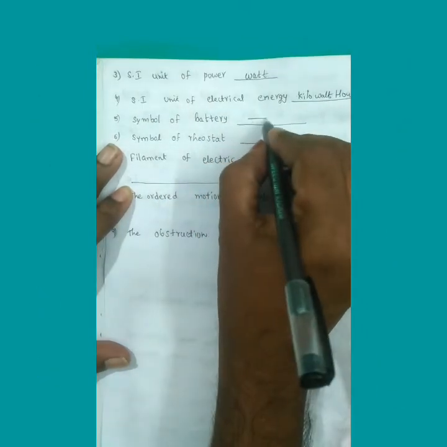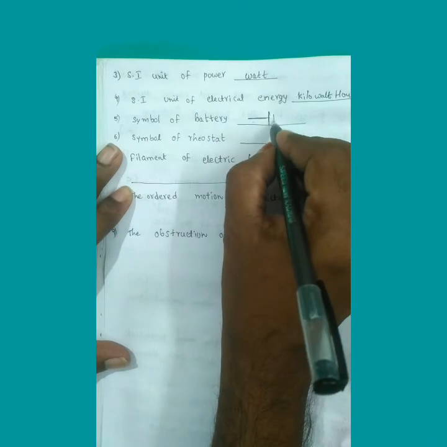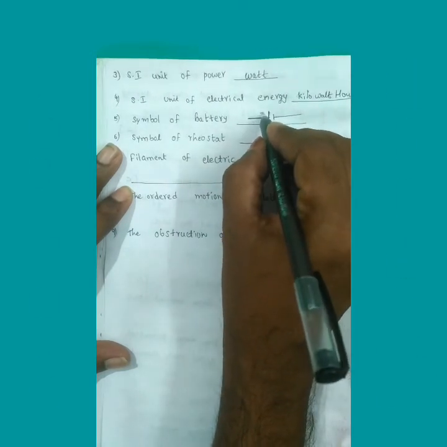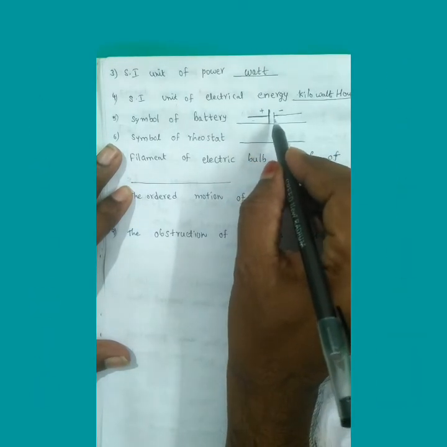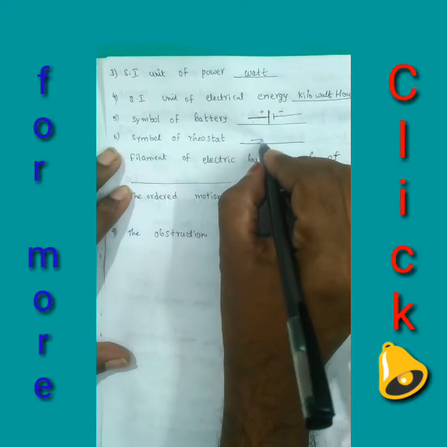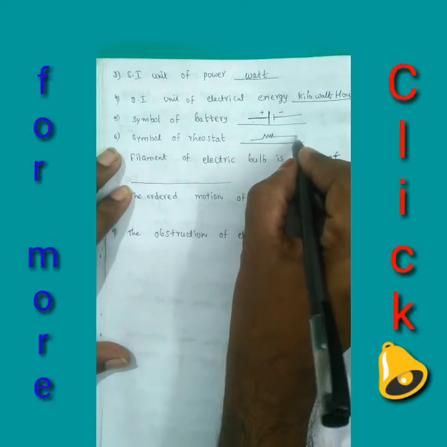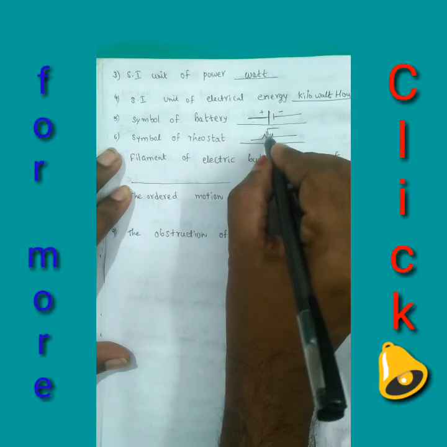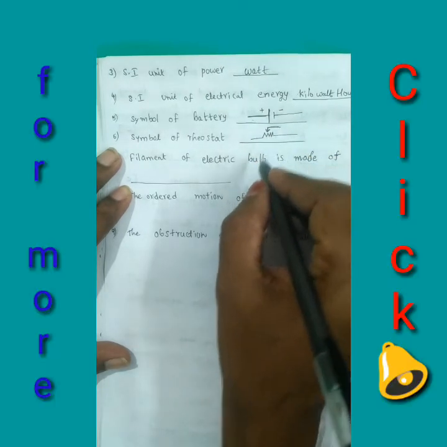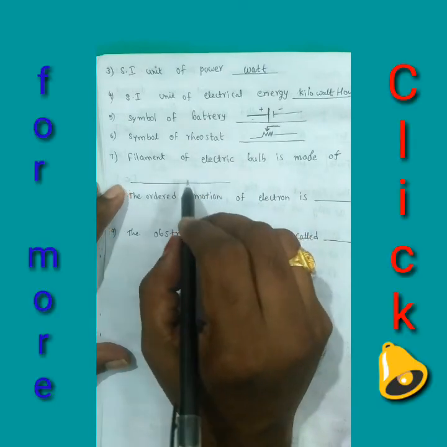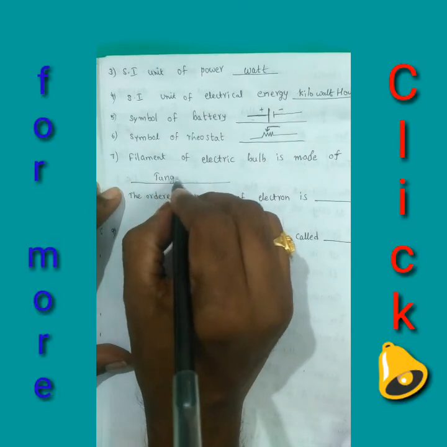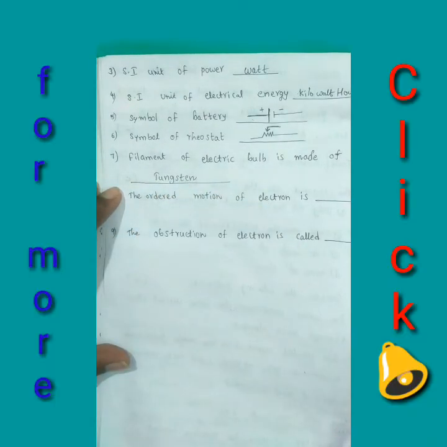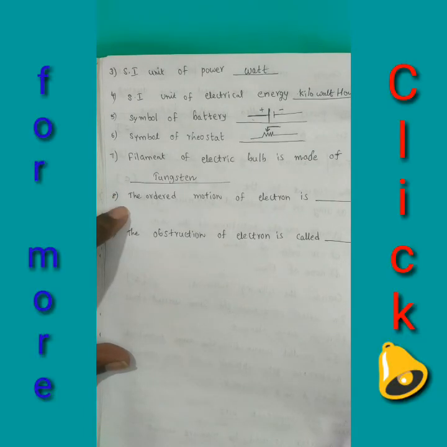And the symbol of the battery is very important for us. This is the symbol of the battery. The long terminal represents the positive terminal, and the short line represents the negative terminal. The symbol of resistance: this is the resistor symbol. Above that, if you show an arrow, that is the symbol of the rheostat. The filament of an electric bulb is made of tungsten. In the bulb there is a part that is glowing, and that glowing part of the bulb is called the filament. The filament is made with the material tungsten.